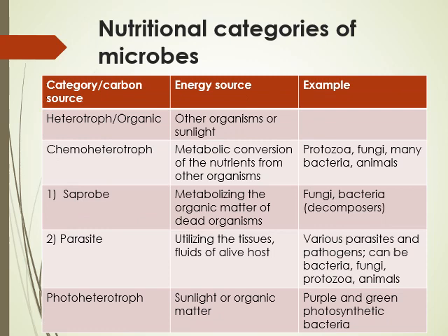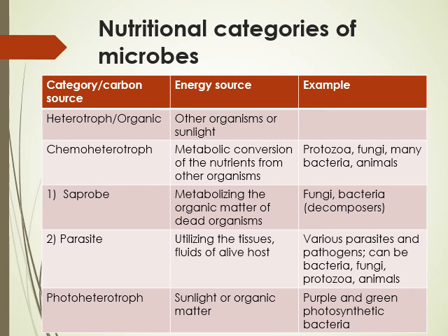The other group is the heterotroph. We have the chemoheterotroph. There are two examples or two groups of the chemoheterotroph. So they are saprobe and parasite. So the energy source for chemoheterotroph relies on other organisms, nutrients from other organisms. So example of chemoheterotroph, in general, they are protozoa, fungi, many bacteria, and of course animals are chemoheterotroph.